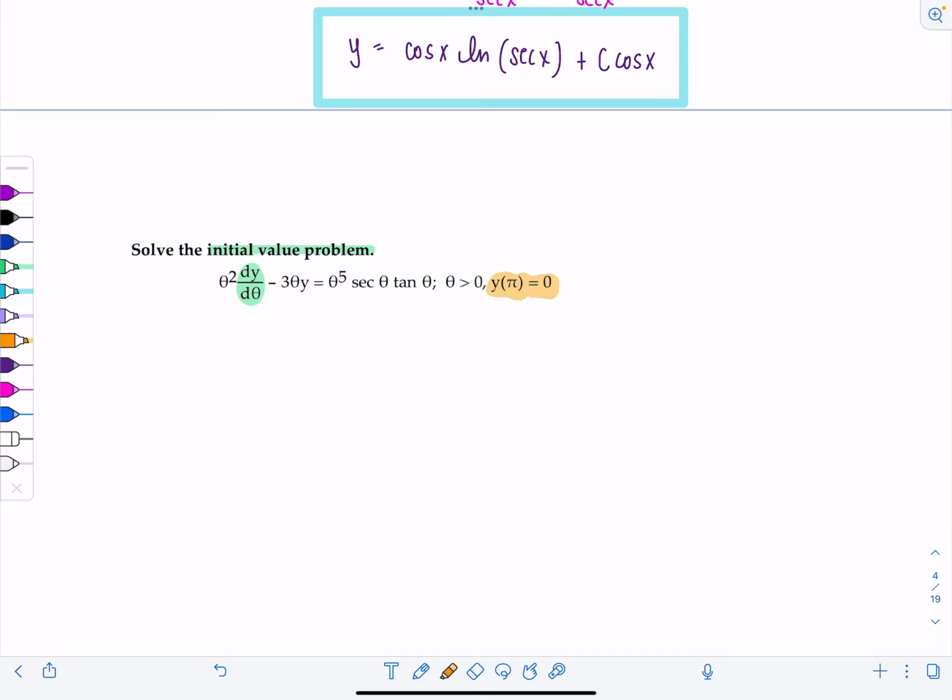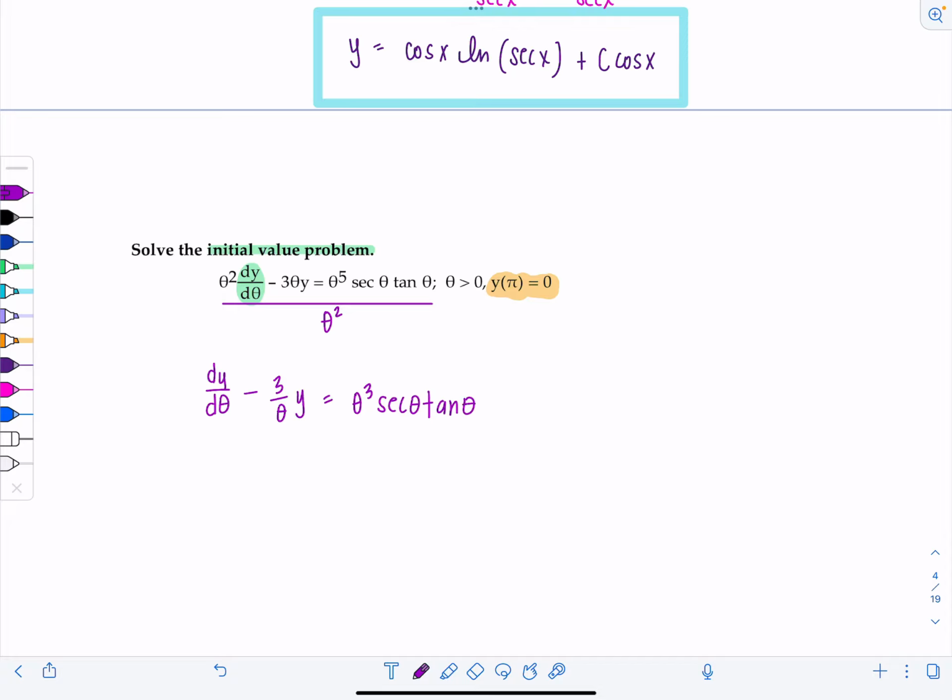So when they tell us y of pi is 0, that's just an indication that at the very end, I'm going to find c and then get my answer that way. Okay? Good. So let's put it in standard form first. I have to isolate dy d theta, so I'm going to divide everybody by theta squared. So dy d theta minus 3 theta divided by theta squared is minus 3 over theta now, right? Times y equals theta cubed secant theta tan theta. And they told me theta is positive.